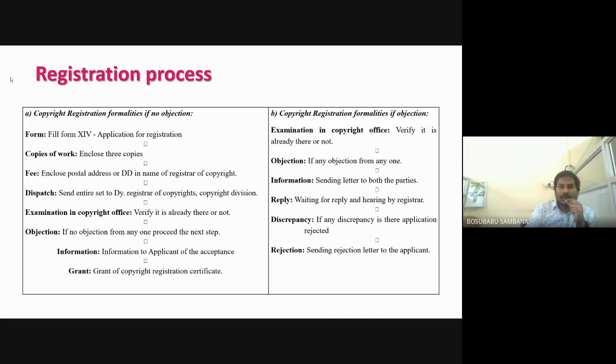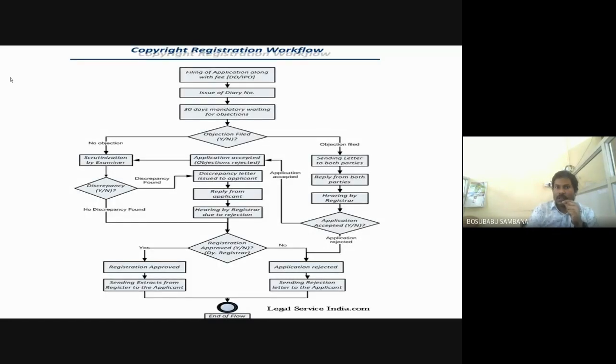This is the copyright registration workflow. First, filing the application along with the fee, by DD or IPO. If you want to file in offline mode, go through DD. For online filing, go through the Indian Patent Office. They issue a diary number, and there is a mandatory 30-day wait for objections.